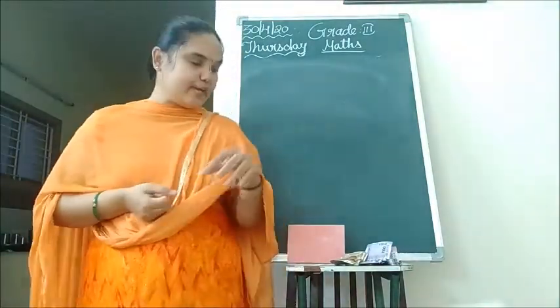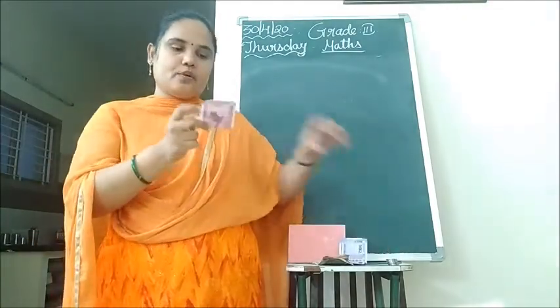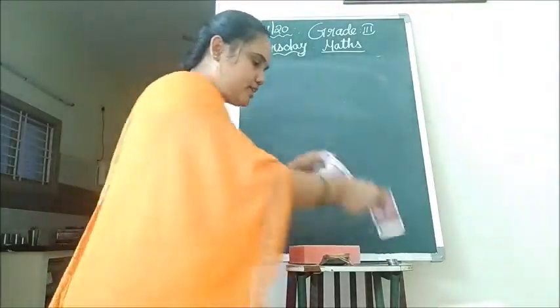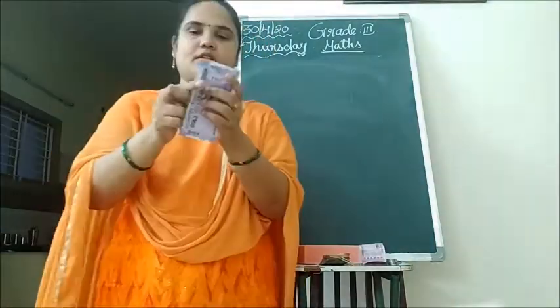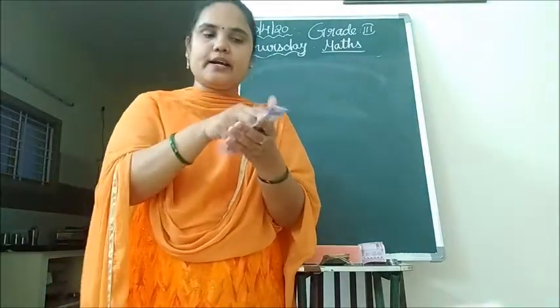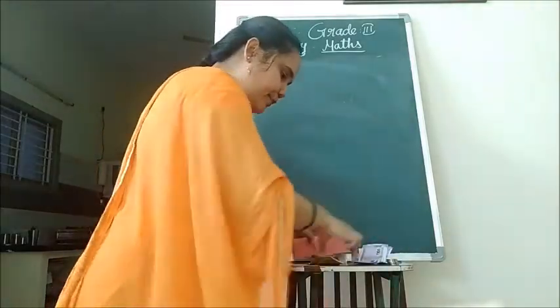Now in this class I am going to show some currency notes to you children. See, what is this children? It is a 2000 rupee note. See next one. What is this children? It is a 100 rupee note. How many 100 rupee notes are there? Count: 1, 2, 3. 300 rupee notes.